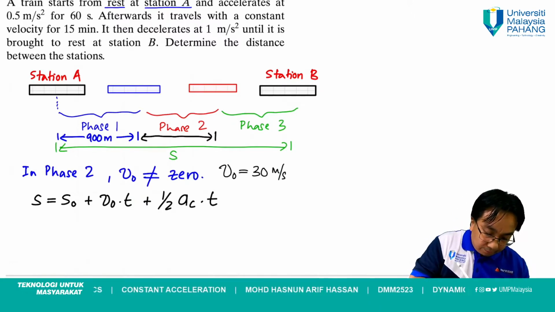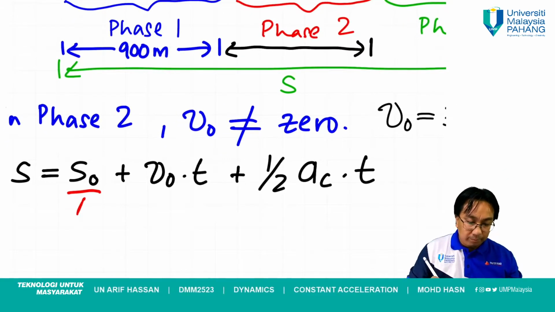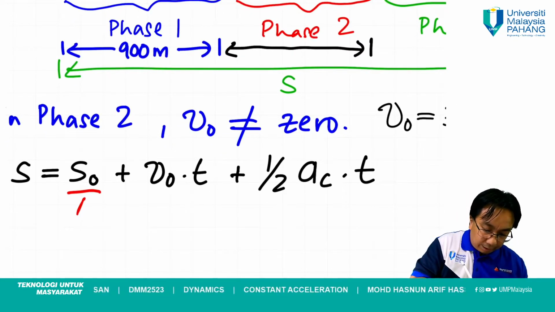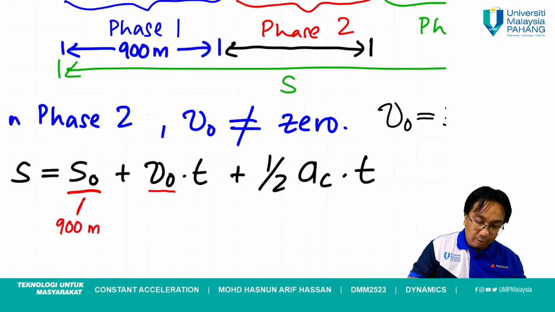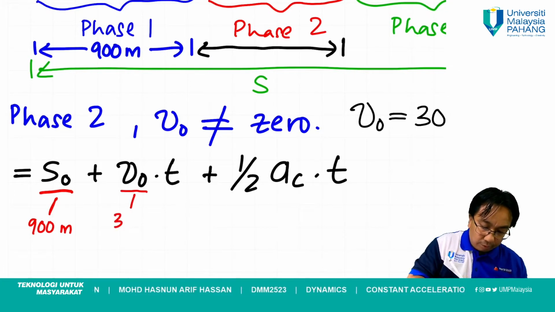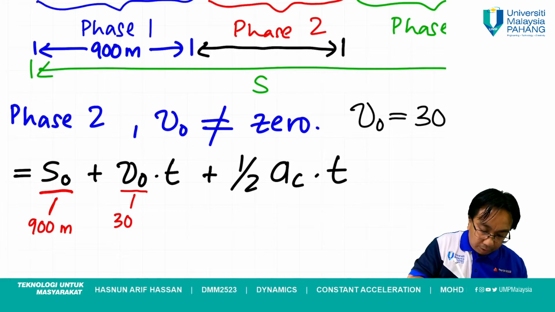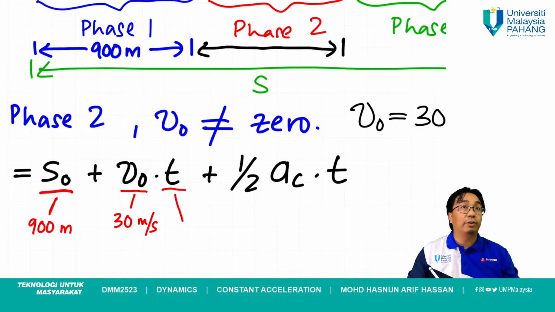S naught. Siapa tahu value dia apa sekarang? Bukan lagi 0. S naught berapa? 900. Correct. This is 900 meter. V naught. Tadi kita dah explain. V naught ialah 30 meter per second. T. Do we have the value for T?